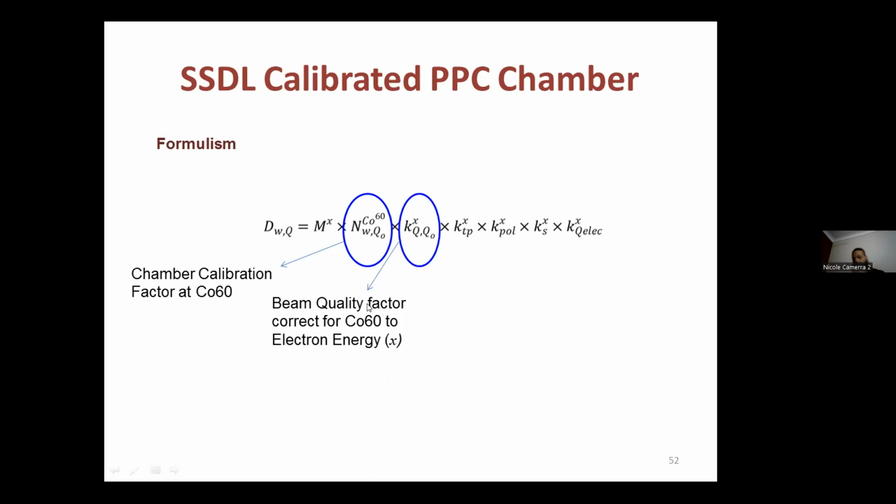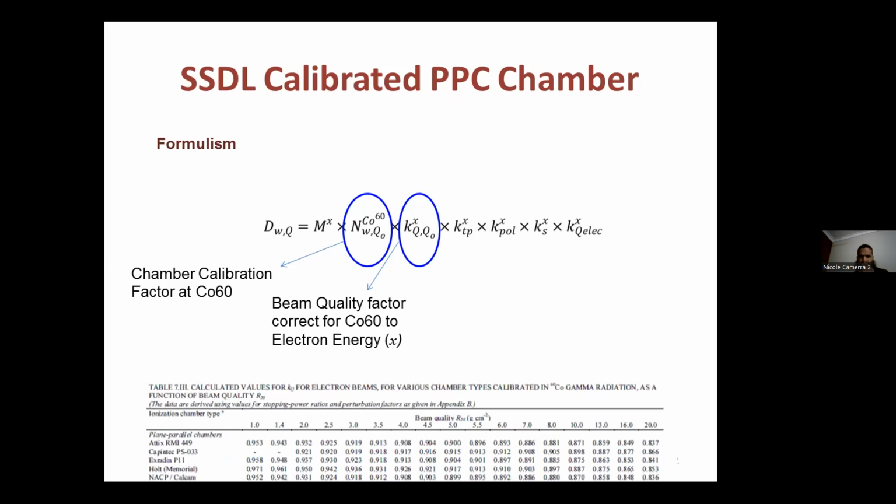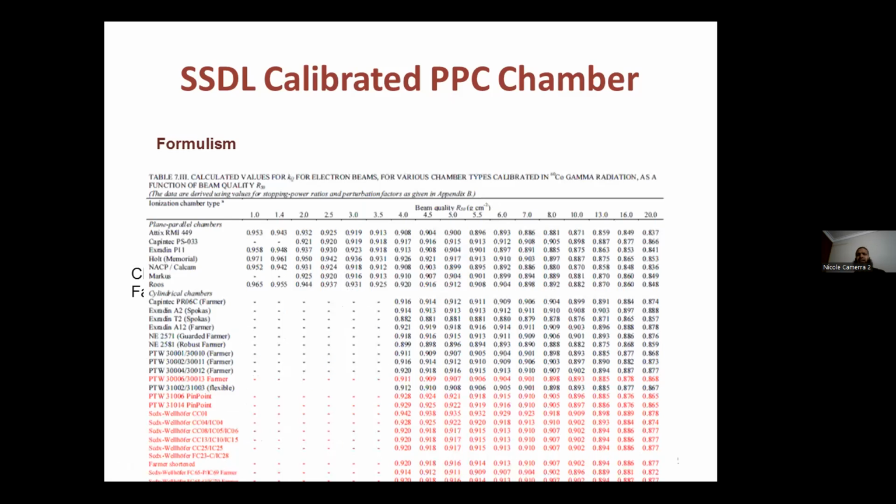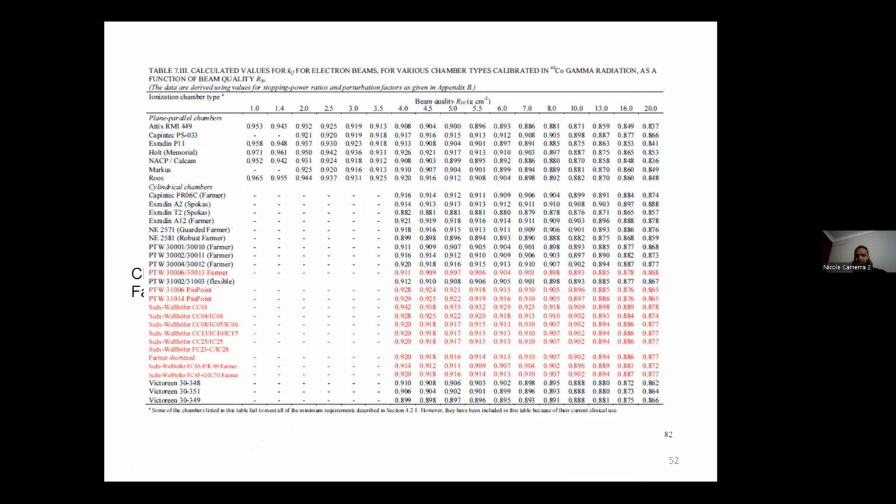There is a table, I didn't remember the number. I think it's called table 7.3, which gives you the KQQ naught for the particular energy. If you know the R50, you can get the KQQ naught from here. But the problem is that the uncertainty of your measurement will be significantly changed if you use your plane parallel chamber directly calibrated at cobalt 60.